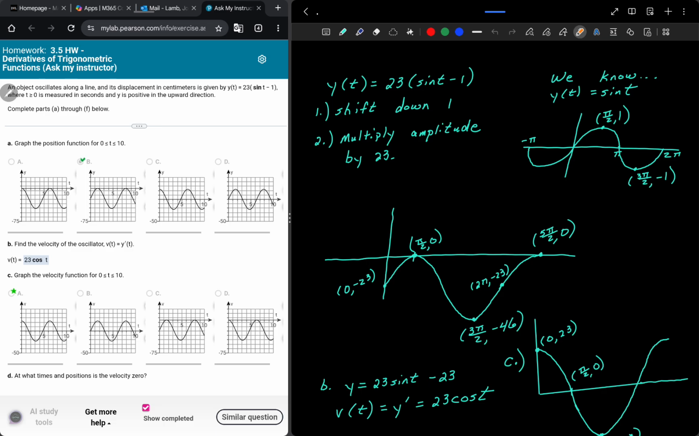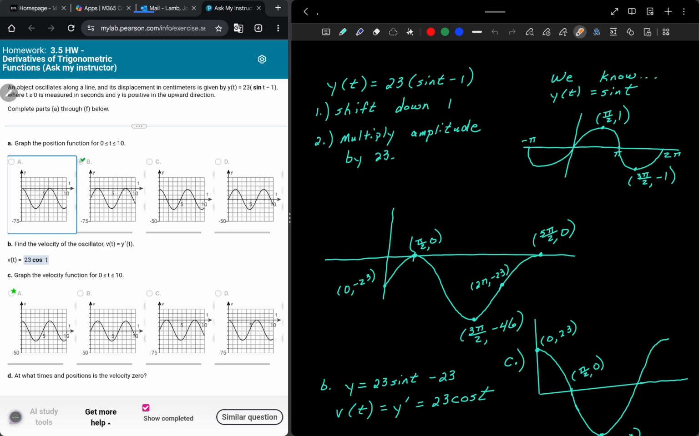Notice it couldn't be A because A starts off going down. It could have been B, and it ended up being B. It can't be C because it's going down. And it can't be D because it has positive values. B is the only one it could equal.